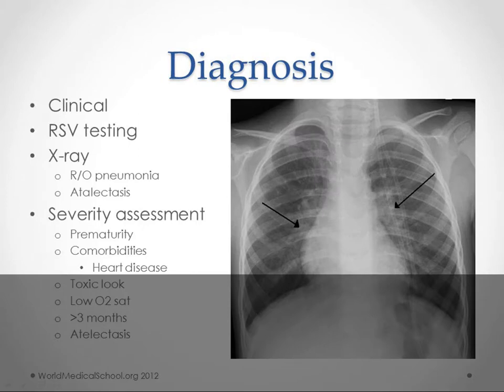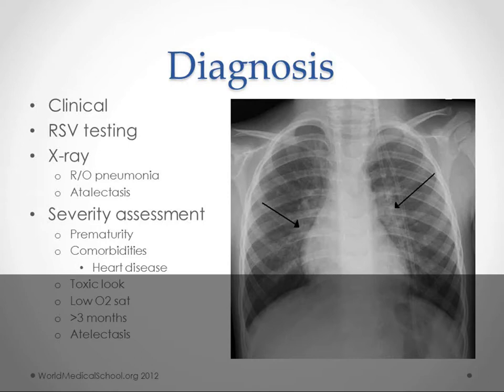So the diagnosis is really clinical. We do have tests to test for RSV, and we can also do X-rays. But the RSV testing may serve in some cases to decide whether or not we are going to use ribavirin, which we'll talk about in a second. It may also discourage us from using antibiotics, which one could argue is a good thing. But in general, we don't need to test for RSV. X-rays are generally just used to rule out pneumonia.